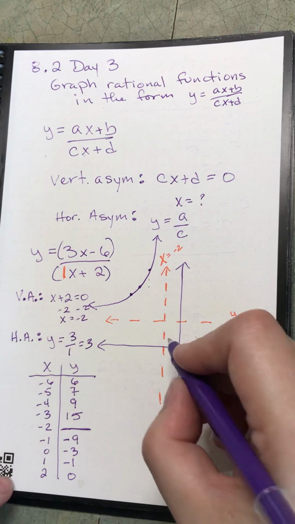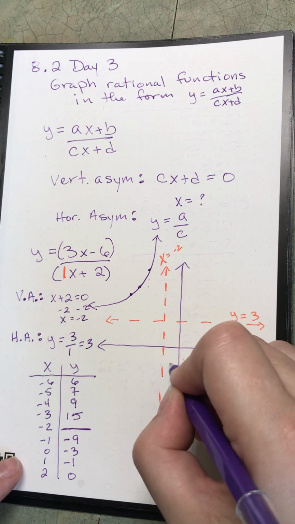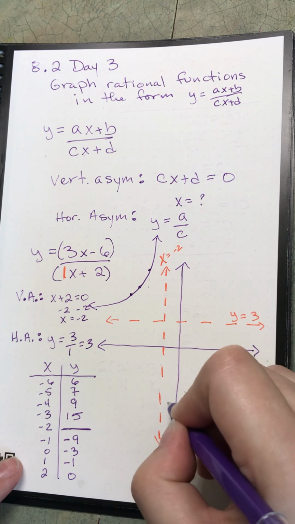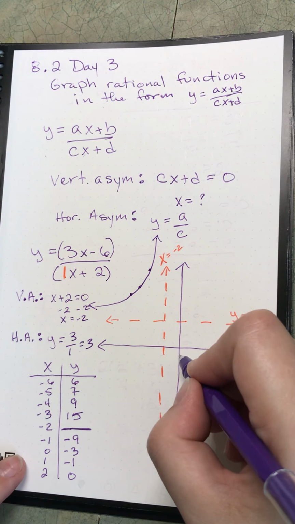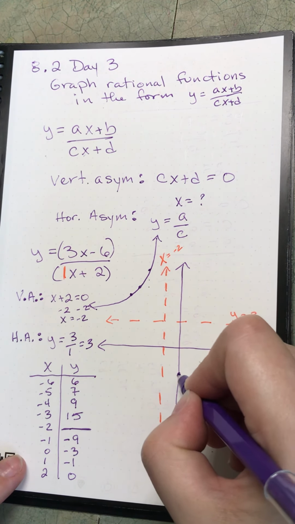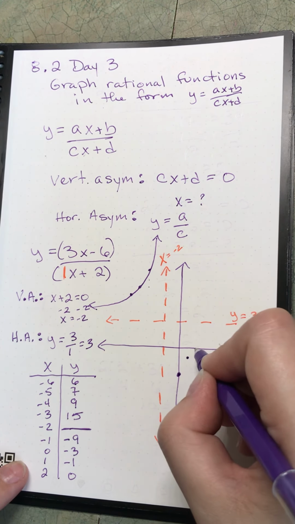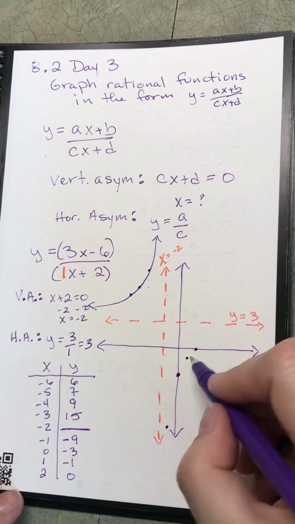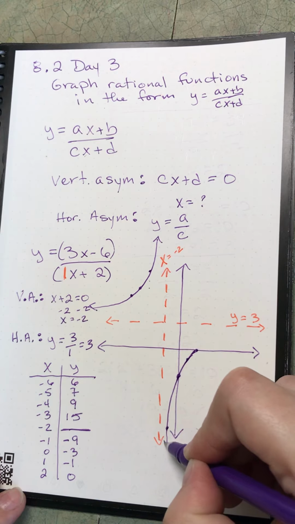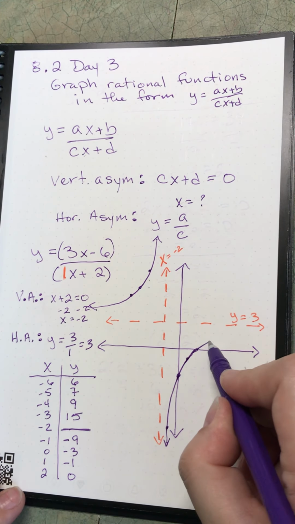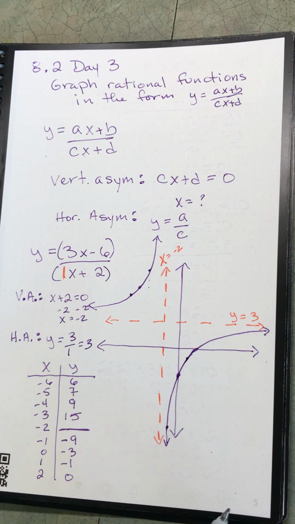So then these points, I have a point at negative 1, negative 9. So there's 2, 4, 6, 8, 9. I have a point at 0, negative 3. I have a point at 1, negative 1. And I have a point at 2, 0. So here's my other branch. And just kind of sketch in a nice smooth curve, try to make it symmetrical. And there we go.